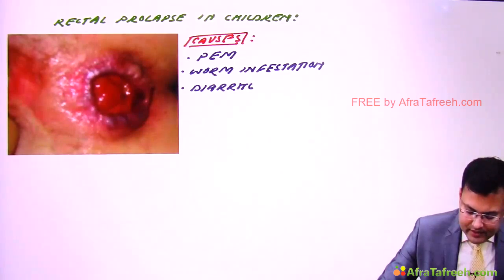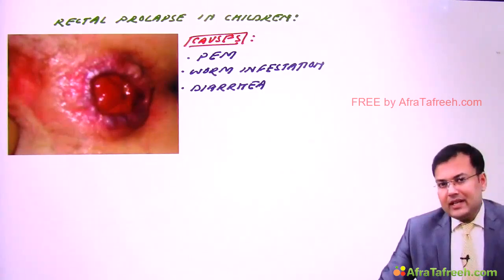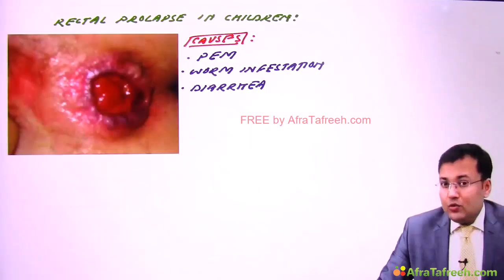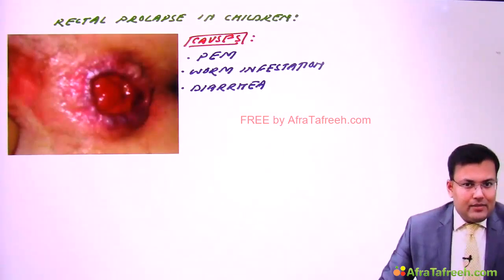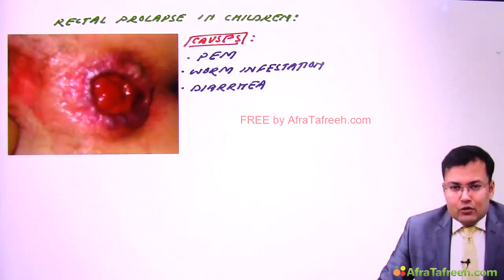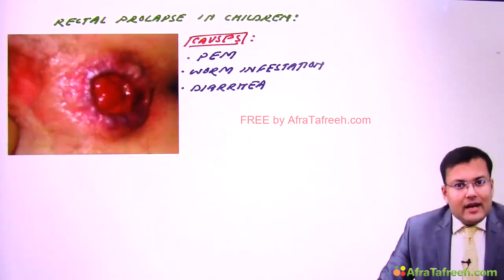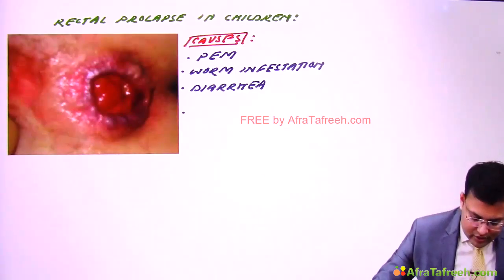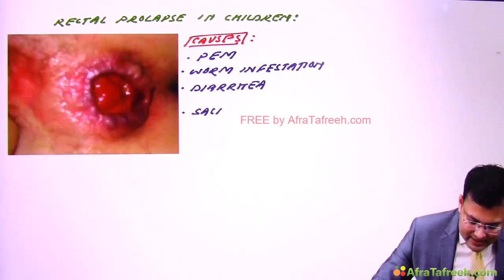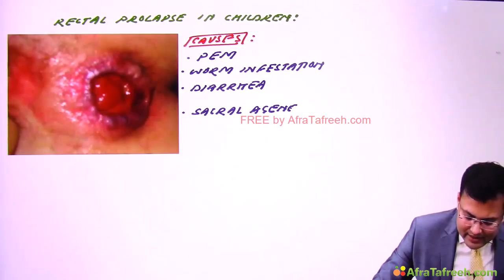Okay. Now see, certain patients have sacral agenesis, so there is no support to the rectum, and certain patients have myelomeningocele. In these cases also there is rectal prolapse, but these are rare causes. So other causes are sacral agenesis and meningomyelocele.